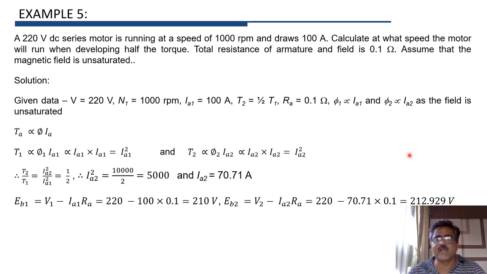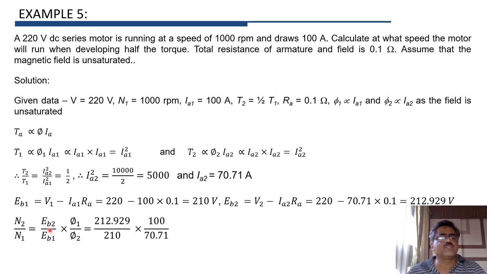Now we know the relation between N2 and N1. So N2 upon N1 is equal to Eb2 upon Eb1 into phi1 upon phi2. Now we have already calculated Eb2 and Eb1. Now phi1 is proportional to Ia1 and phi2 is proportional to Ia2, and substituting the values of Eb2, Eb1, phi1 and phi2, we can calculate N2, and therefore N2 is equal to 1433.95 revolutions per minute. So the speed will change from 1000 rpm to 1433.95 rpm if the torque is reduced to 50% of the original torque.